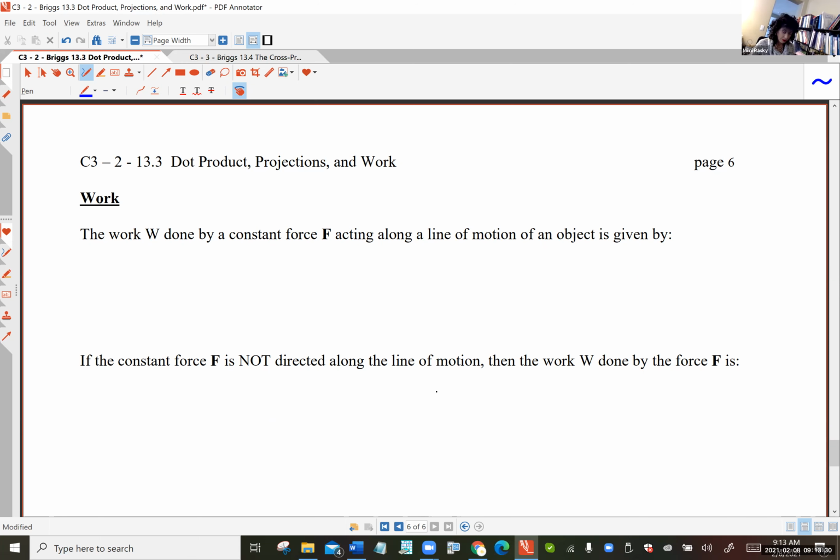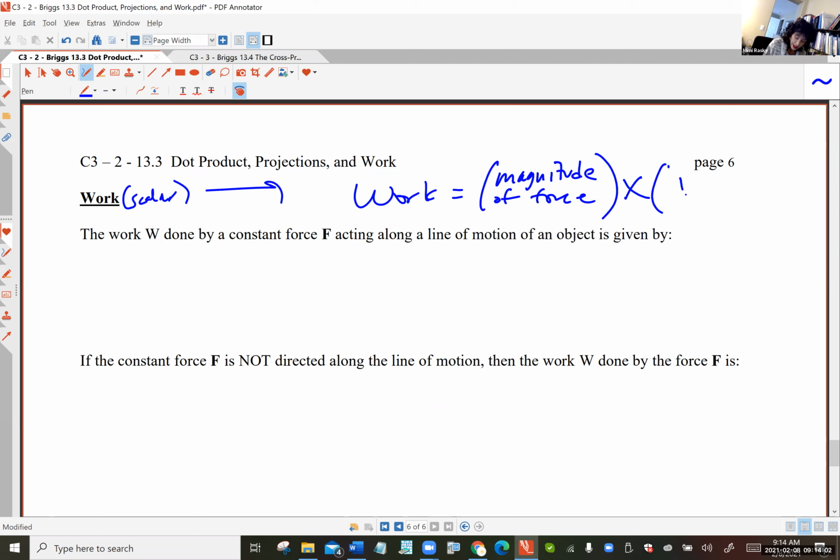Now, work is another very common physics application. So what is work? I'm going to give you sort of the baby version, and then we're going to jack it up to be more on level with how we roll. Basically, work is the magnitude of your force times the distance that an object moves. And work is a scalar. It's not a vector. So basically, work is equal to the magnitude of a force times some distance that an object moves after being subject to said force.